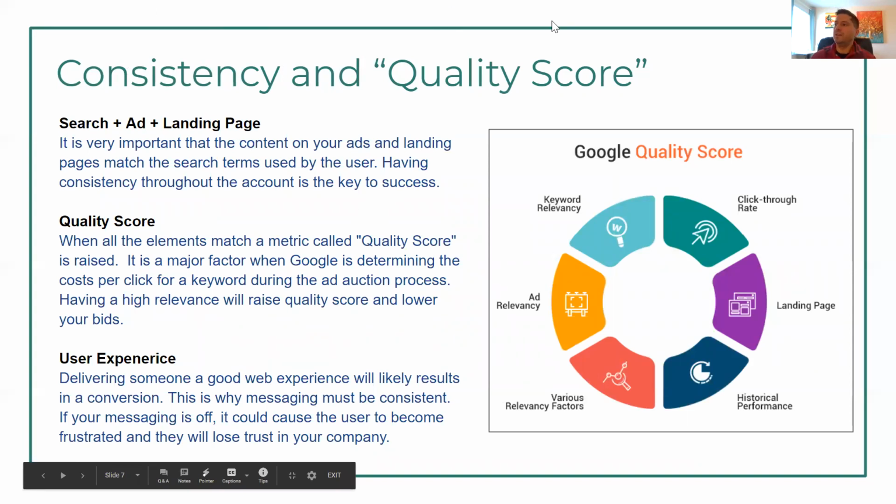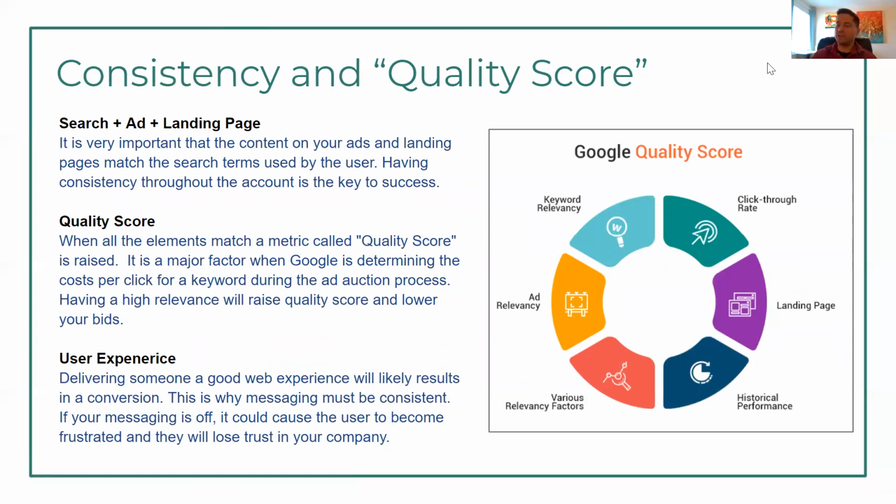So consistency and quality score is very important with paid search. And some factors with quality score, what this influences is the cost per click for a keyword during the ad auction process. So you're basically competing with other businesses in your industry for these top spots.